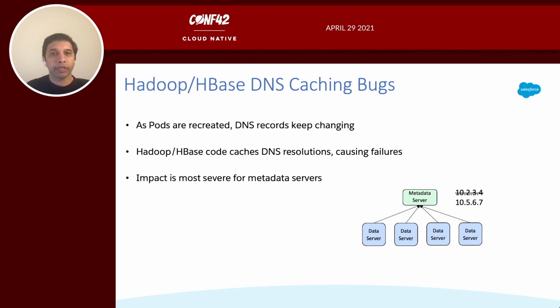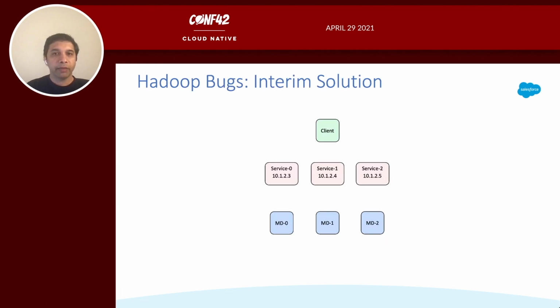So even as we went about fixing these bugs, we came up with a solution where for each one of our pods, we put a load balancer, which is called a service in Kubernetes. It's actually not a physical load balancer, it's a virtual one, which works using network magic, really. There's no physical load balancer involved. So we created this virtual load balancer in front of each one of these metadata server instances.